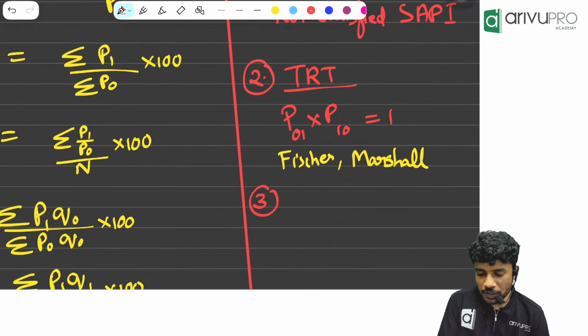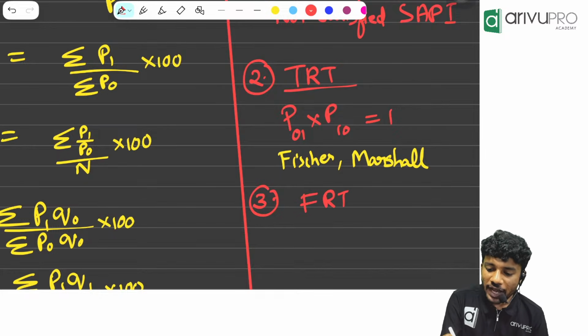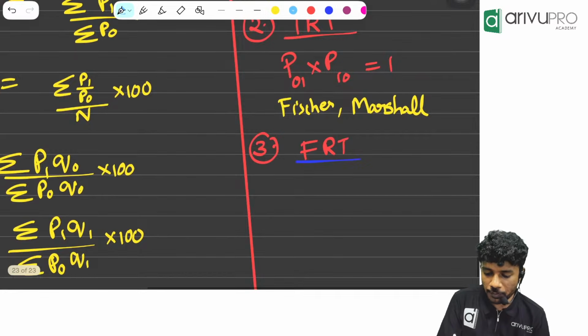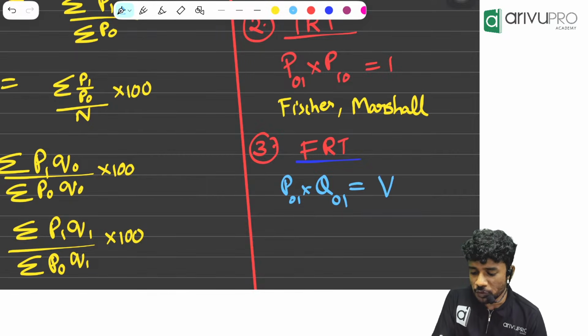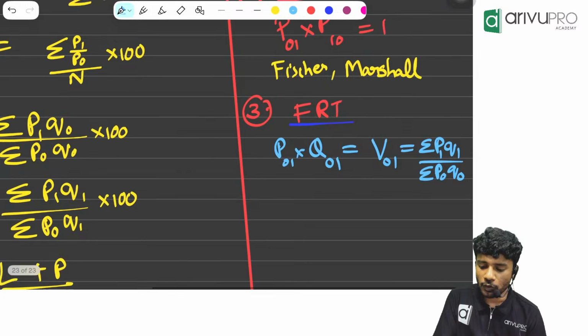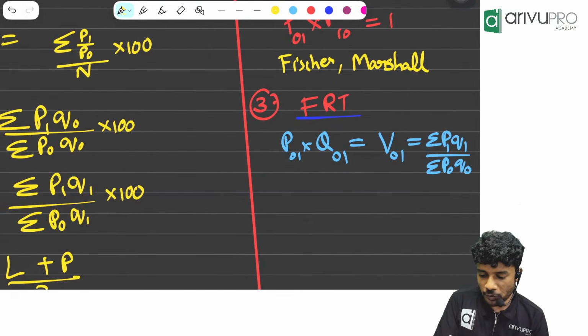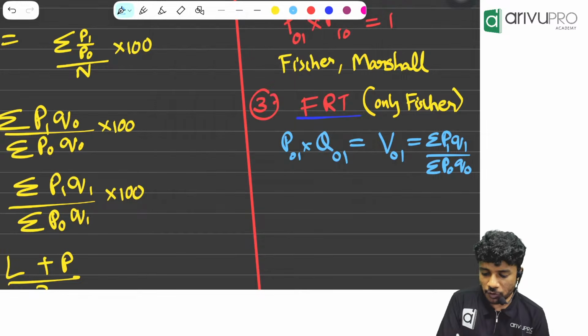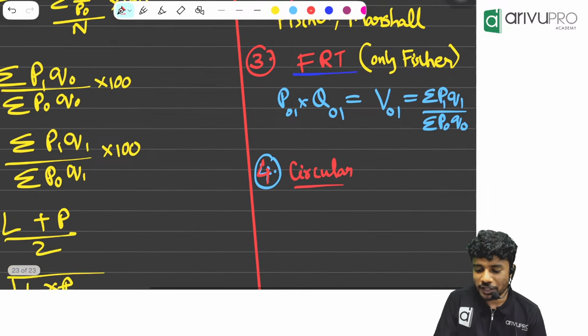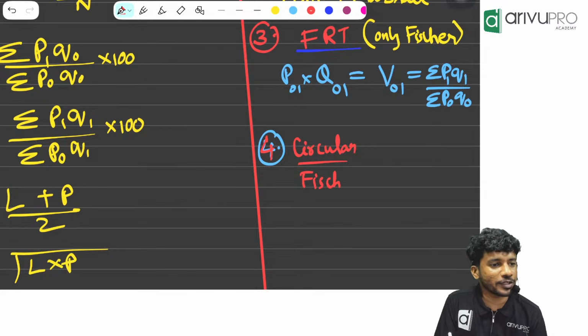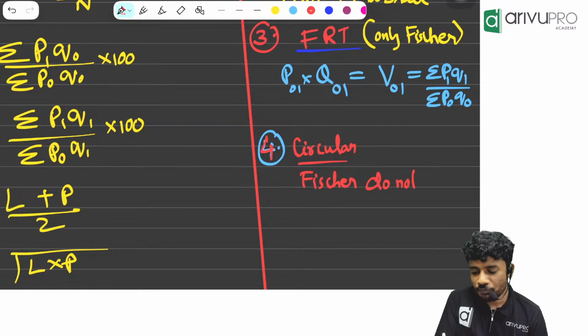Then the third one is, people, that is our factor reversal test. Now factor reversal test is only followed by whom, people? Fisher. But before that, factor reversal test was what, people? That is P01 into Q01, or price index number into quantity index number is equal to the value index number, or I can say that sigma P1 Q1 divided by sigma P0 Q0. Then who satisfies it? Only Fisher. Okay, only Fisher satisfies this. Then, people, the fourth one we were talking about was what? Circular test, correct? Circular test. And the major important part of circular test is what? Fisher does not satisfy. That is the importance. Other than that, there is no importance. Fisher does not satisfy.